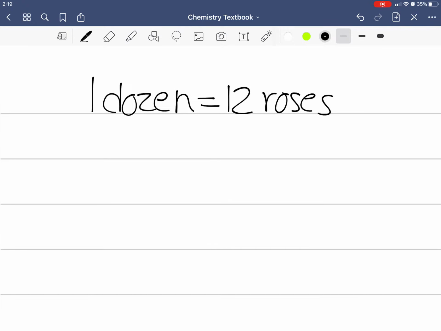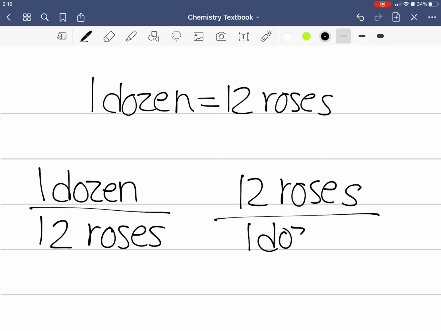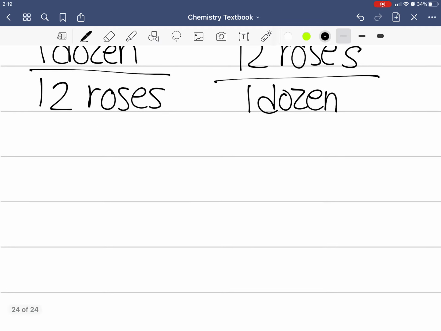Okay, so we have to convert this to conversion factors, and you can have two conversion factors for an equality by dividing each side by the other. So it will look like this: 1 dozen divided by 12 roses, and 12 roses divided by 1 dozen. Okay, and I said we have 3.5 dozen roses.